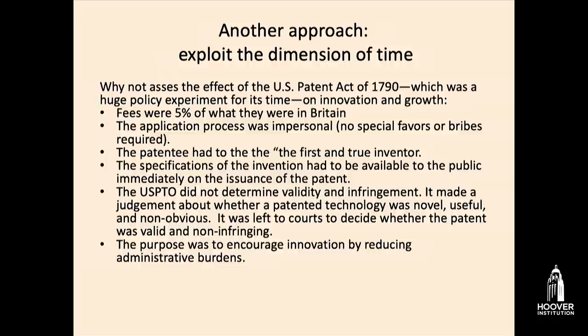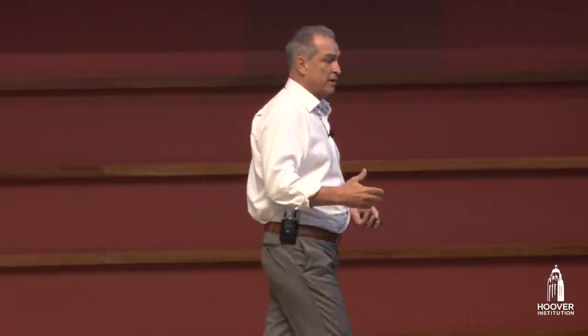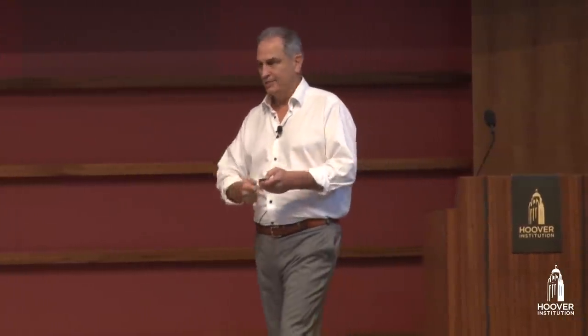Remember, in 1790, you think the United States is indebted today. In 1790, best estimates are the debt from the Revolutionary War is four times GDP. So the U.S. is heavily indebted, very agrarian, and by the standards of Europe, economically underdeveloped. So they're very conscious of having to catch up, and so they do this experiment.